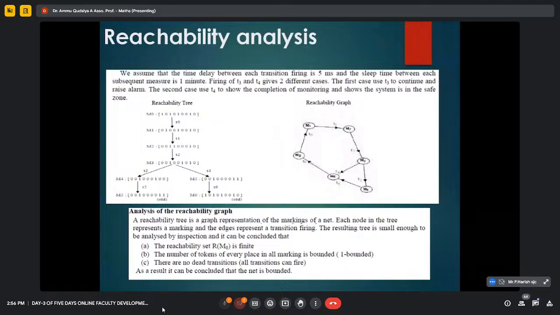This is just an example, where I have taken this CPU monitoring form, and I've created the reachability tree and reachability graph. From this analysis, I have made a conclusion that the reachability set is finite, and the number of tokens of every place in all markings is bounded. There is no dead transition. All transitions are working fine, and I have concluded the net is bounded. If it becomes unbounded, you cannot control the system. It is bounded, so everything is working fine. So this is the conclusion I got from this small example.